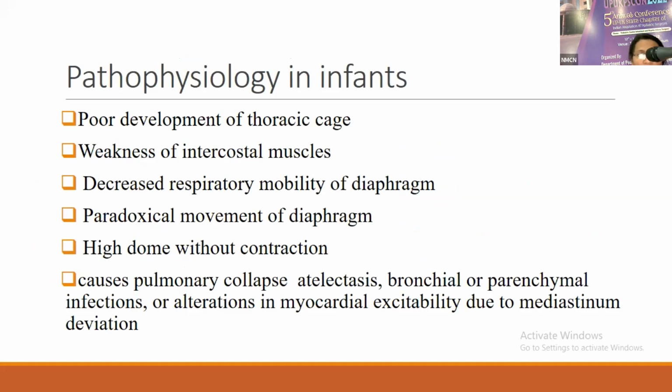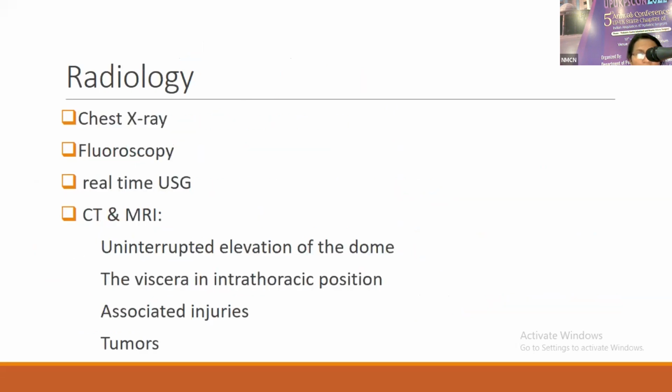Surgical management is indicated especially in infants because there is poor development of the thoracic cage and weakness of the intercostal muscles. There is decreased respiratory mobility of the diaphragm with paradoxical movement of the diaphragm, which causes pulmonary collapse, atelectasis, bronchial and parenchymal infection, and sometimes there is also mediastinal deviation.